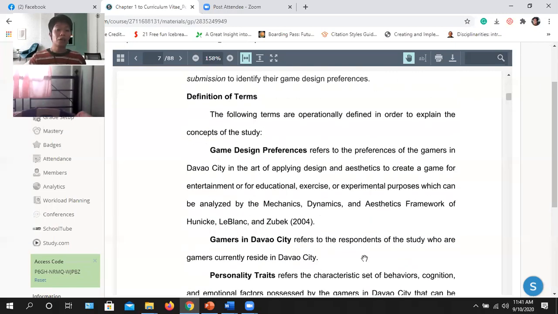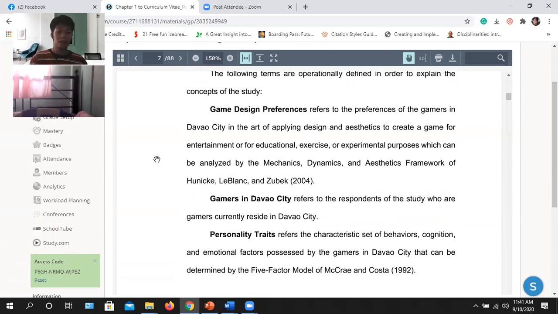So that's how you're going to define the terms. Operational siya. Paano siya ginamit sa study ninyo? How these terms are being used for your research.